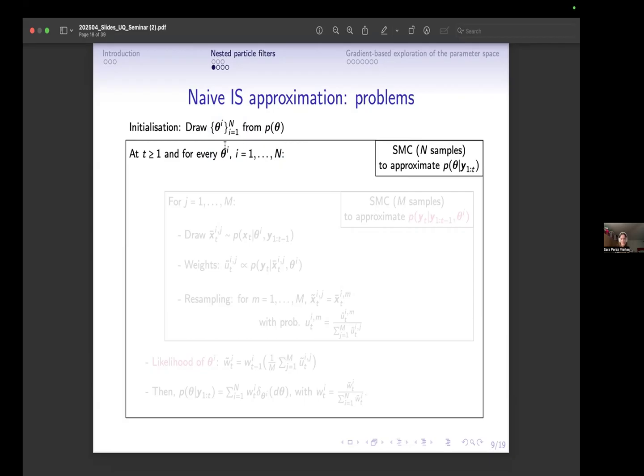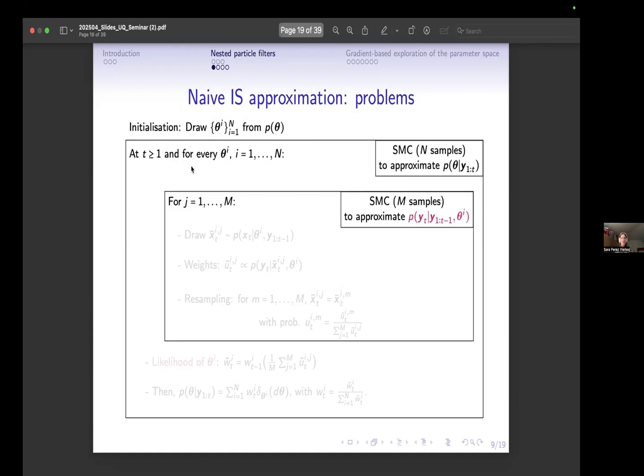And for each of them, at every time step, I would have to run another filter, a PF, SMC, as you want. So for each theta i I would run a filter of the state conditional on theta i. Remember that we do this in order to be able to compute the likelihood conditional on theta, which in an SMC or PF is needed to compute the weights of each sample of theta, okay?